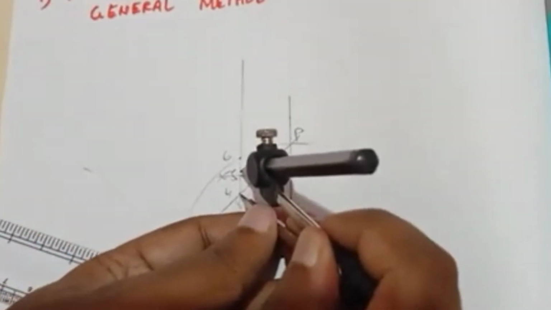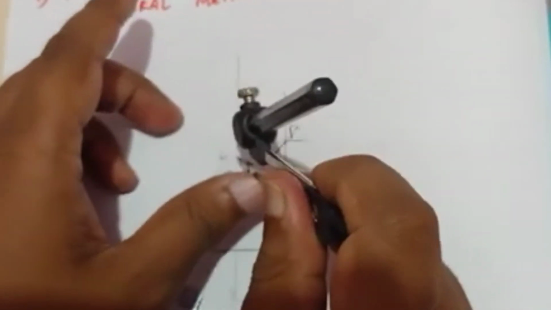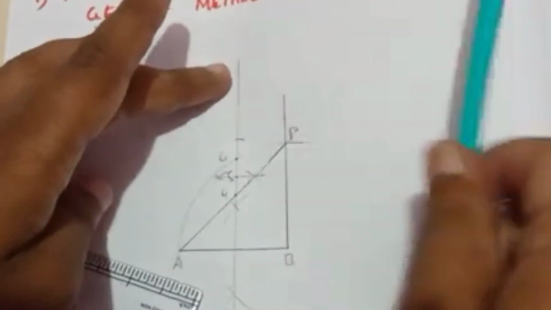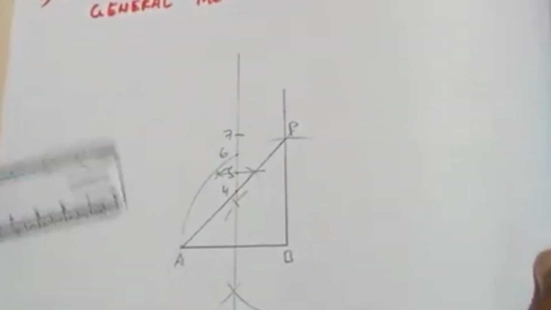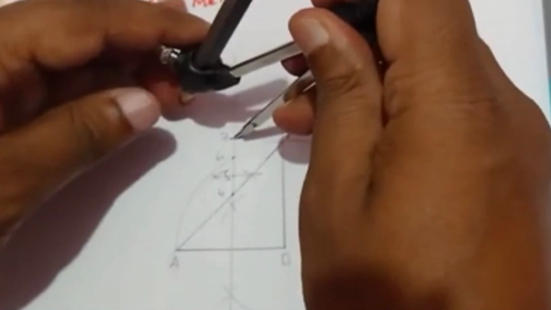Now we can measure the length. Either you can measure 4 5 or 5 6, no problem. Measure the length and then you can cut the arc. So this is your point number 7. Since it is a heptagon, we need to measure the length from 7 to A here. The same length you should measure.